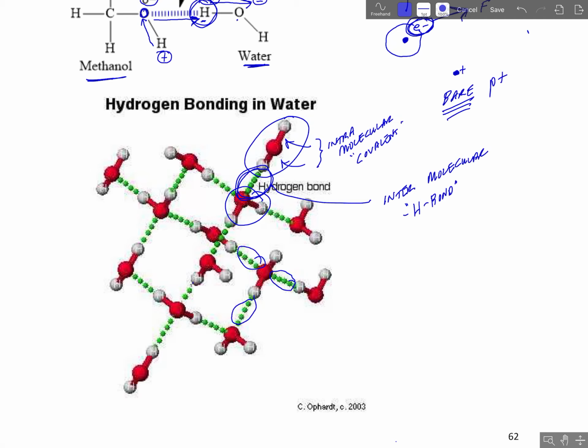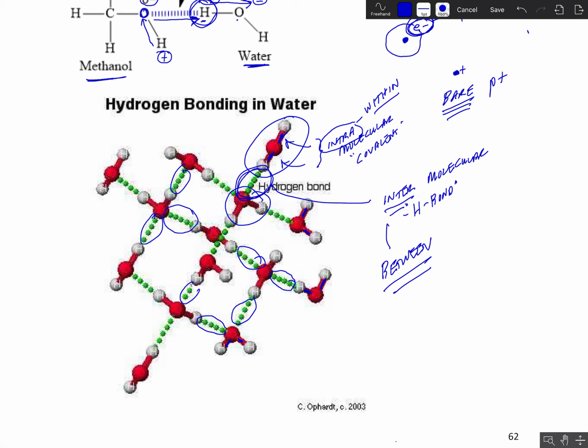So the green dots, kiddos, represent hydrogen bonds between water molecules. These are all intermolecular bonds. It means that they're between water molecules. Intra means it's within a molecule. So the intramolecular bonds are here and here, the red lines between the hydrogens and the oxygens. These are all intramolecular bonds. That's not what we're talking about today. We're talking about these intermolecular forces of attraction between water molecules.